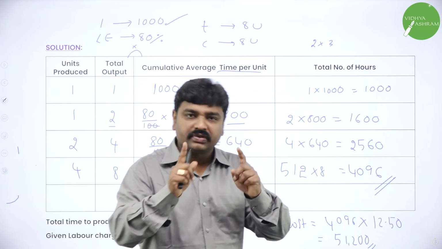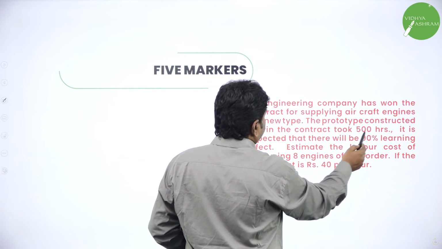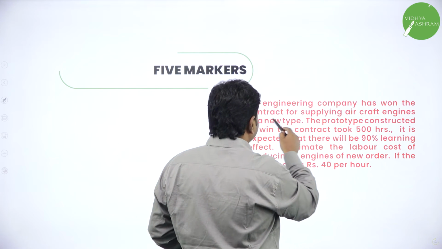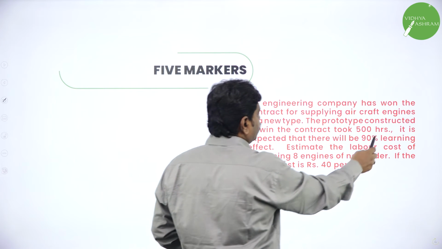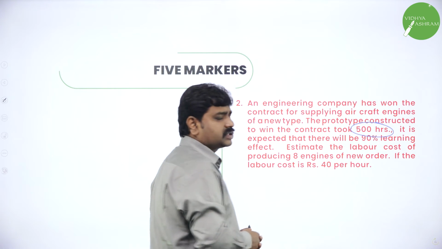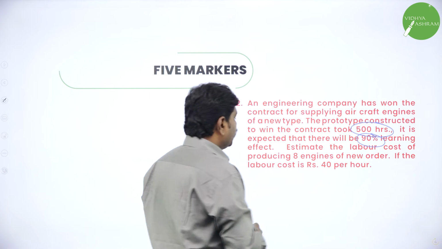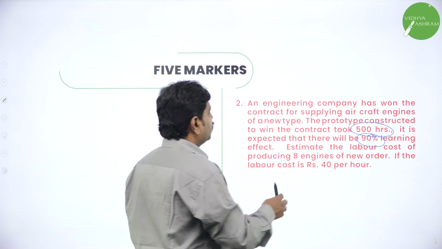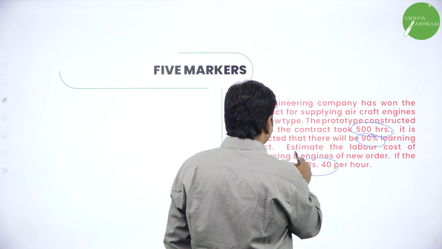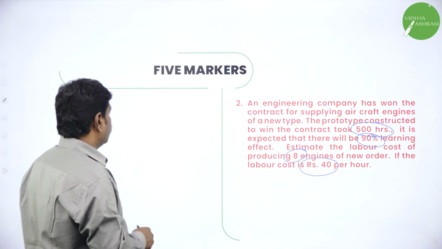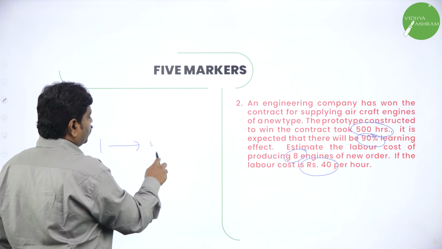I hope all of you understood the first problem. In the second problem, what is given? An engineering company has won a contract, so much they have given, but we need to pick only the time for the first unit. They gave 500 hours. We need the learning effect, they gave 90%. And how many units are they asking for? 8 units. So now the time for the first unit is given. What is the time for the first unit? They gave 500 hours.